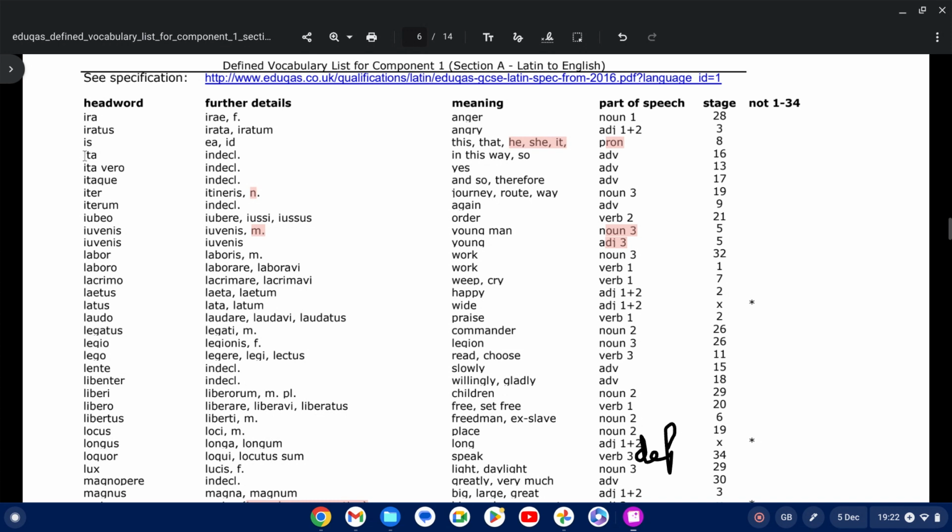Then we've got three more words that are kind of related. Ita, in this way, so. Itavero, yes. Itaque, and so, therefore. We'll start with itaque because it's the most obvious one. You've already seen that ita means in this way or so. And you've seen previously how que means and. So and so makes sense, and basically means therefore in English.